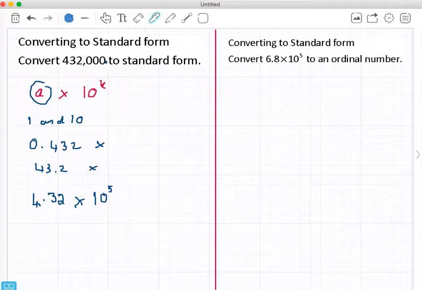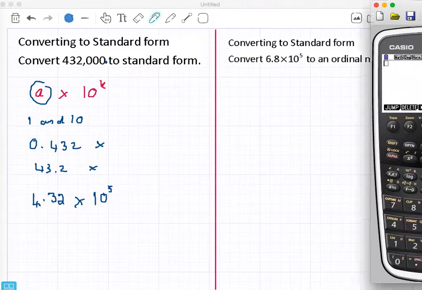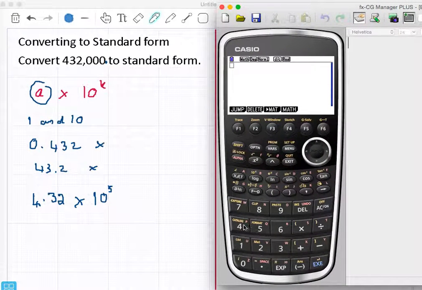I'm just going to grab my calculator here and just show you how we could do that. So if we go 4.32 and we times it by 10 and we get the power button with this hat here and the K number is 5, we get back exactly where we started.